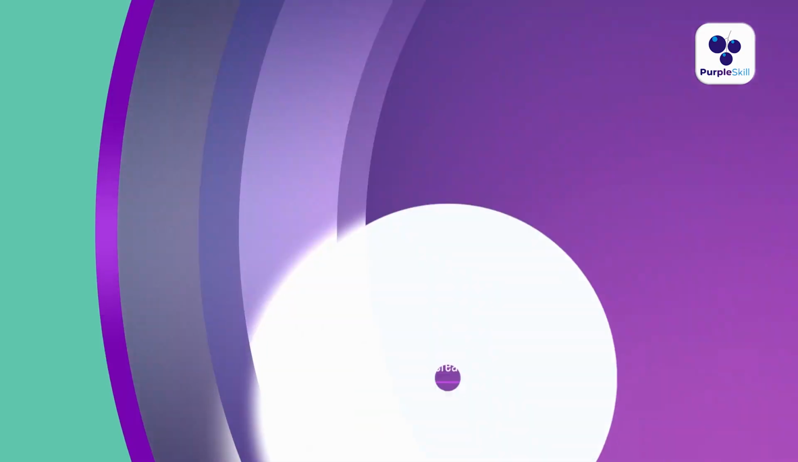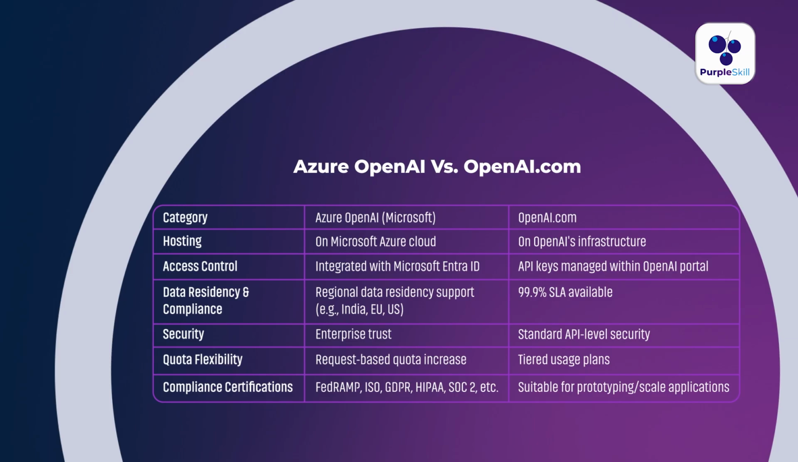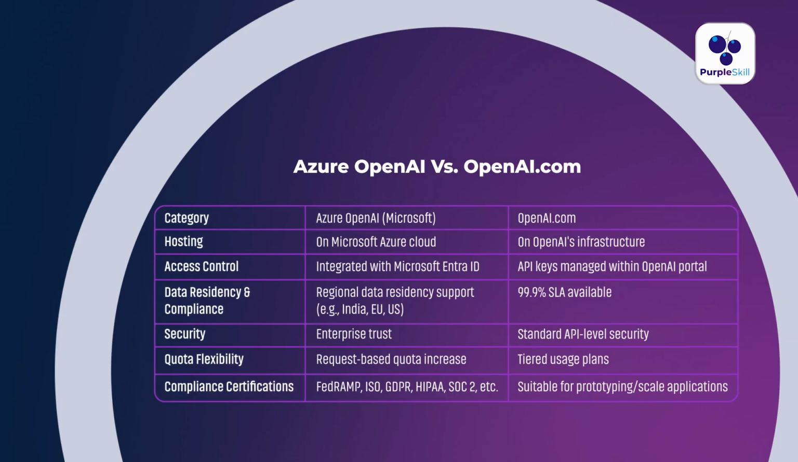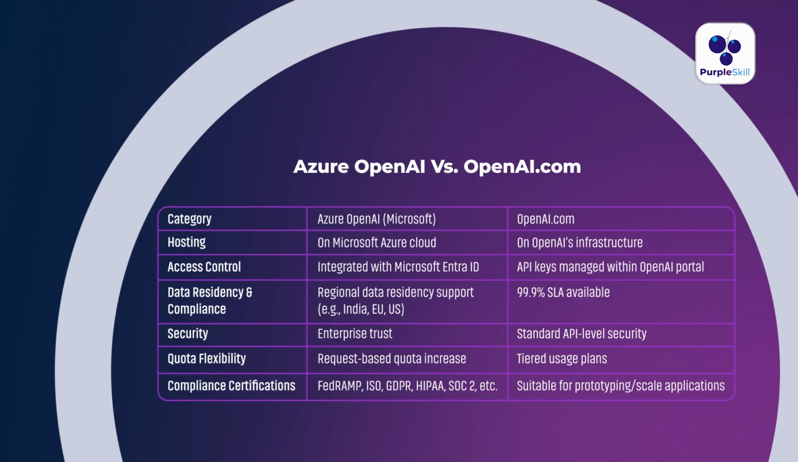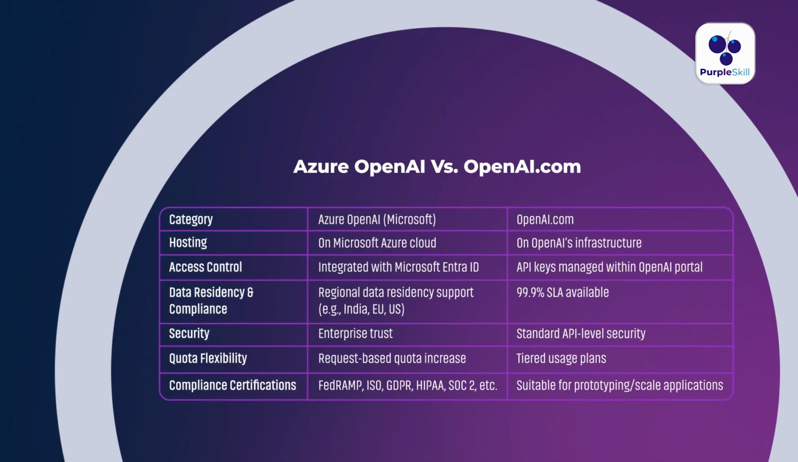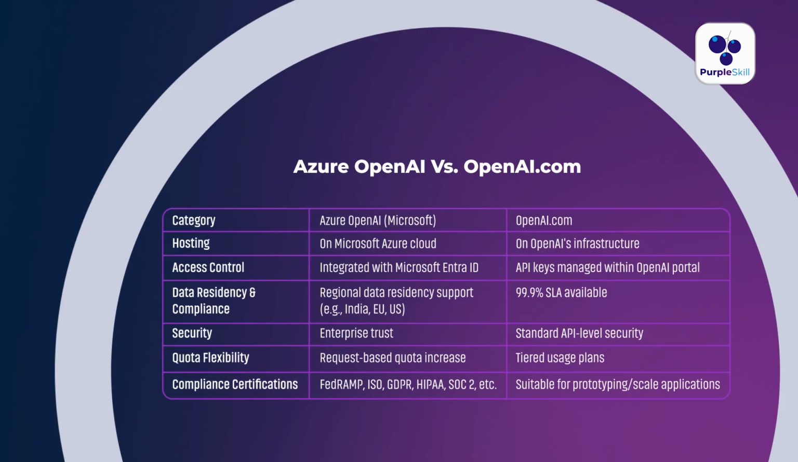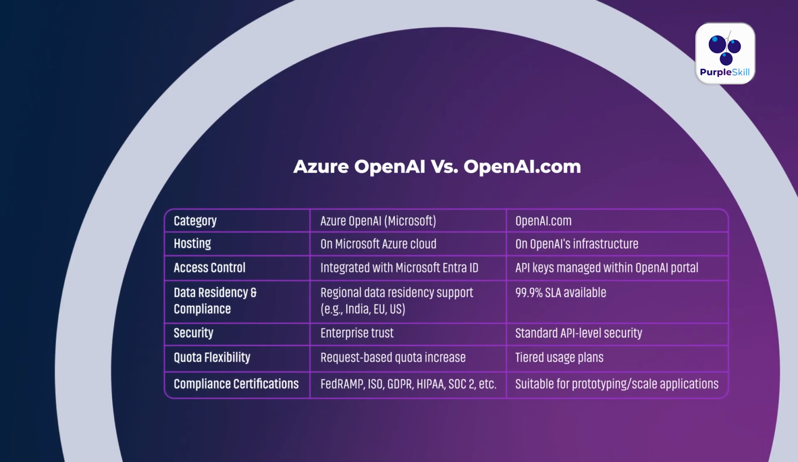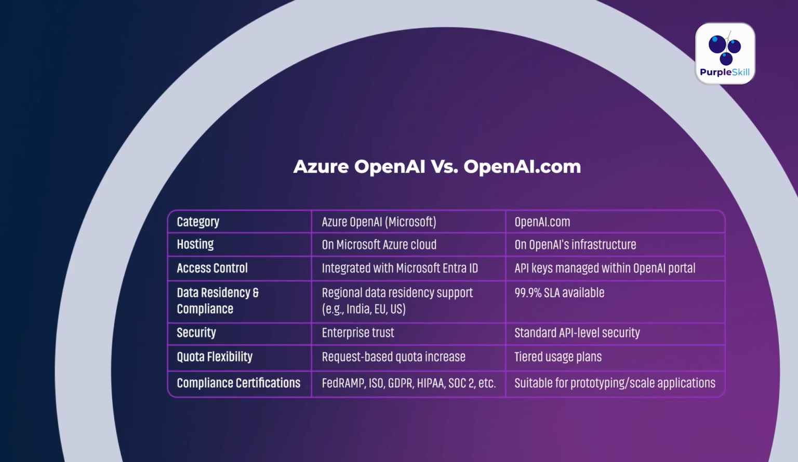Now, let us understand the difference between Azure OpenAI and OpenAI. Azure OpenAI gives you enterprise and regulated access. We have regional data controls. For example, we have support for India, EU as well as the US region. We get Microsoft Entra ID integration, an SLA of 99.9% and full control. With the help of Azure, we get control, compliance and trust.